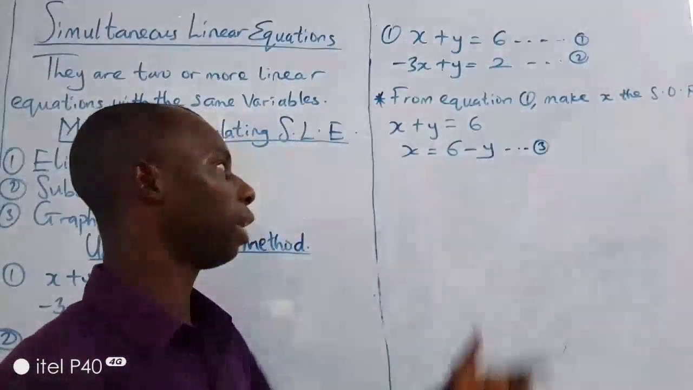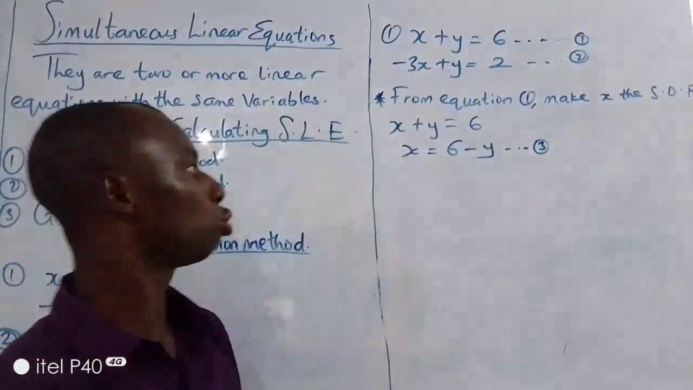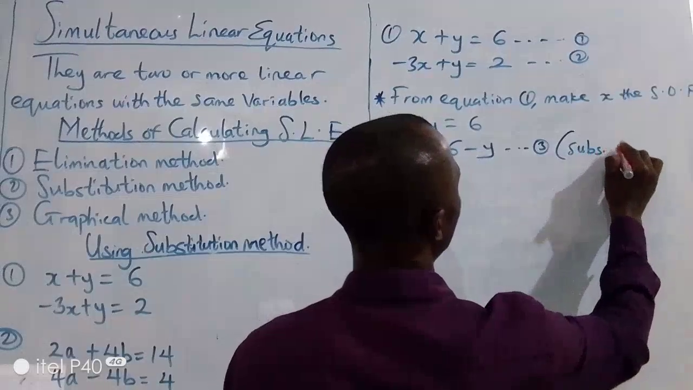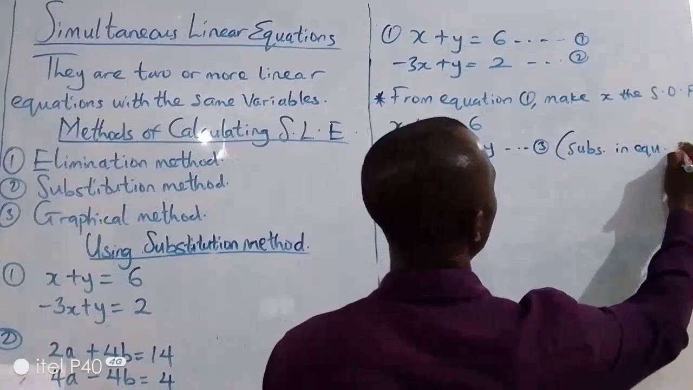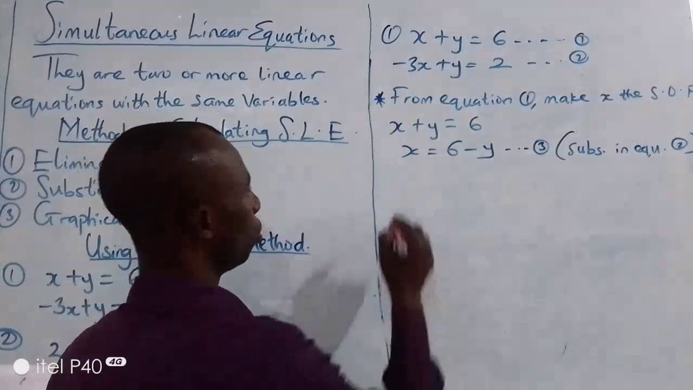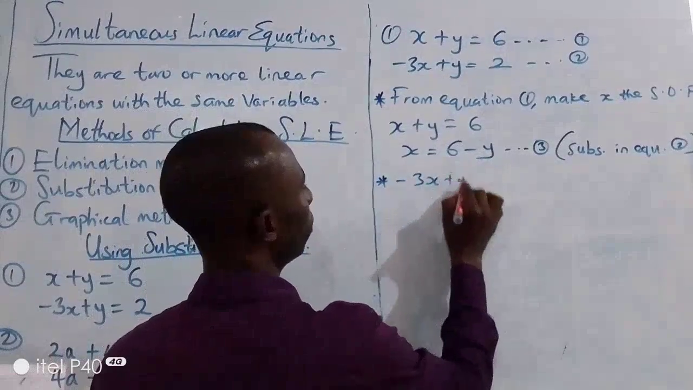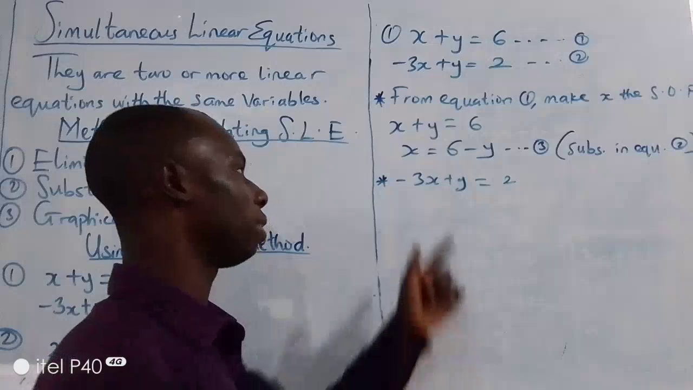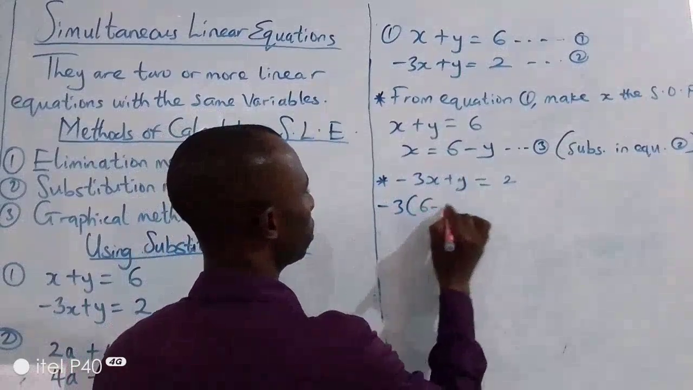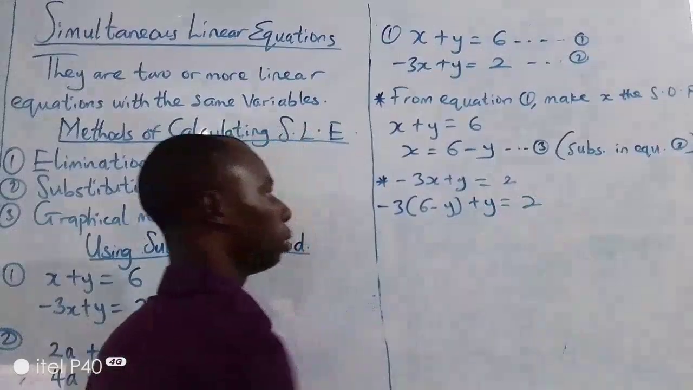Having done that, I will now substitute equation 3 in equation 2. So I'm going to substitute this value into equation 2. Remember, our equation 2 is minus 3x plus y equals 2. So anywhere I see x, I will replace it with 6 minus y. So minus 3 into bracket 6 minus y, then here is the plus y equals 2. Do you see that now?